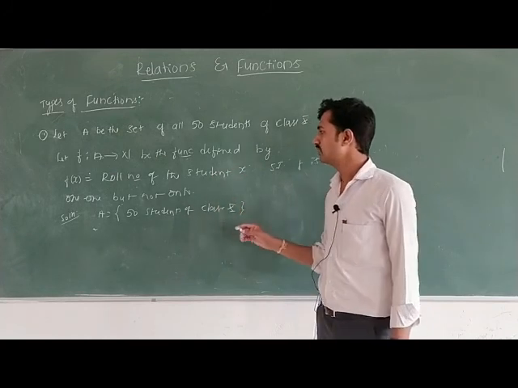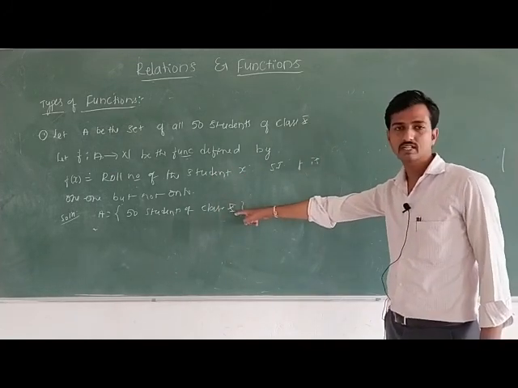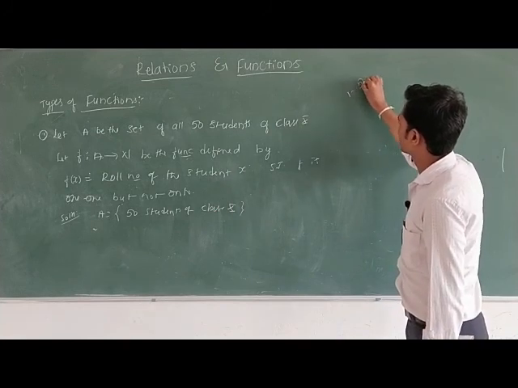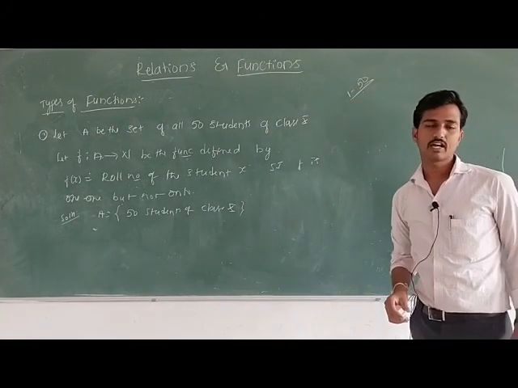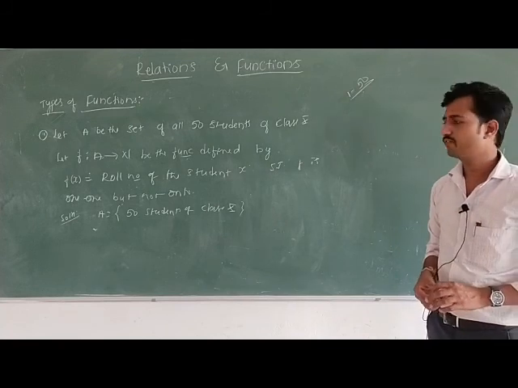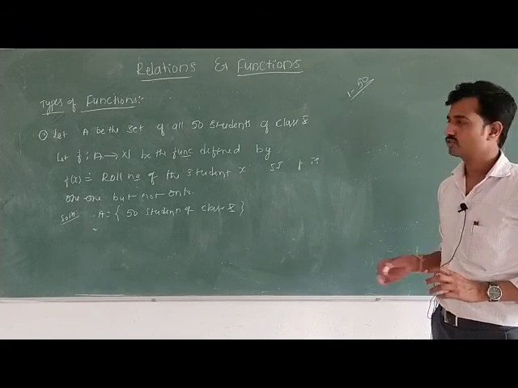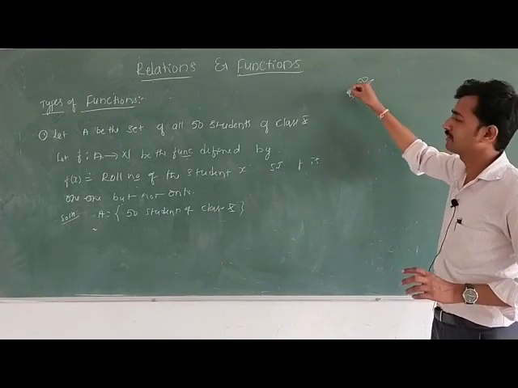So that means what? Here if there are 50 students in a class 10, then they may have roll numbers 1 to 50, individually having one roll number. So all 50 students of class 10 in a school. Okay, so the roll numbers may be 1 to 50.